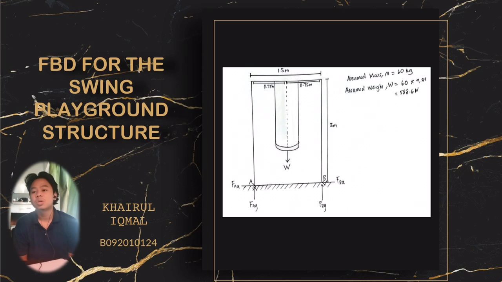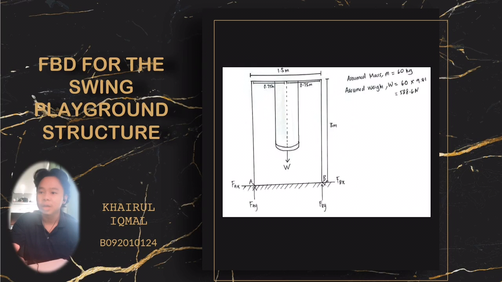Now next I would like to present my conclusion, which is, the first one, the free-body diagram for the swing playground structure. As you can see, the swing has 2 poles, which are A and B. We have 2 supports at the y-axis and 2 supports at the x-axis, which are AX, AY, BX and BY.